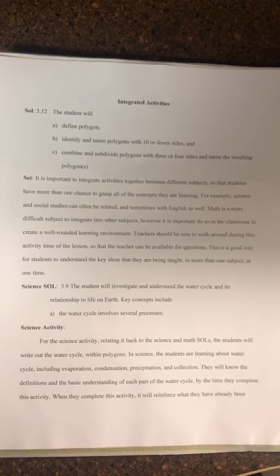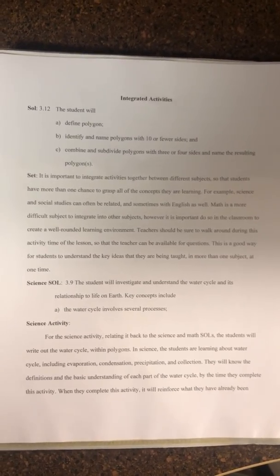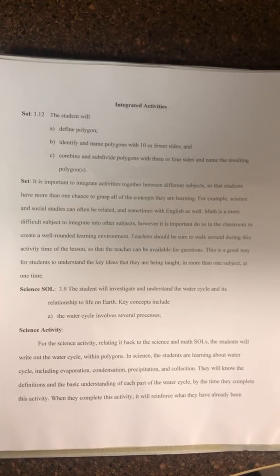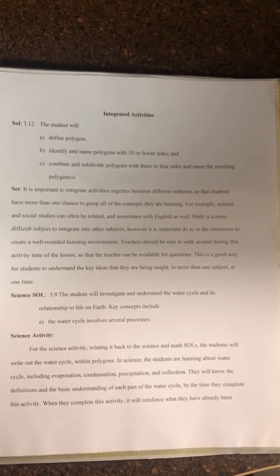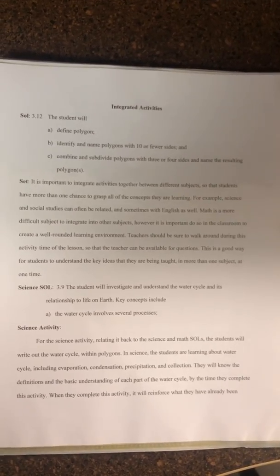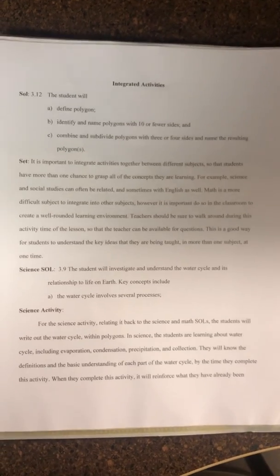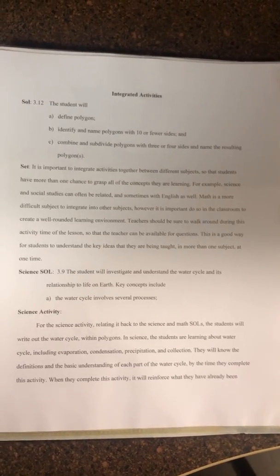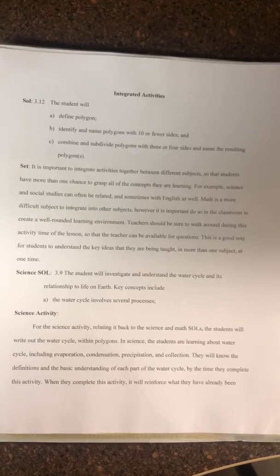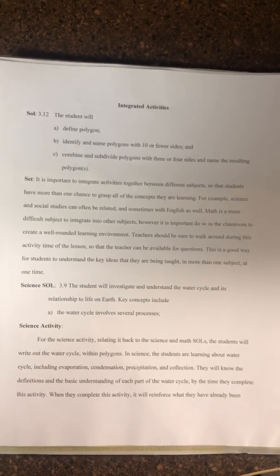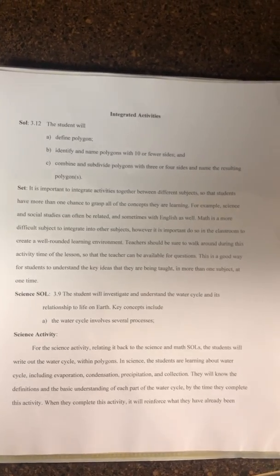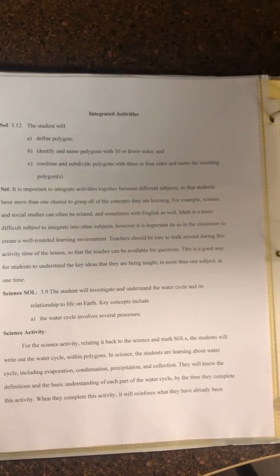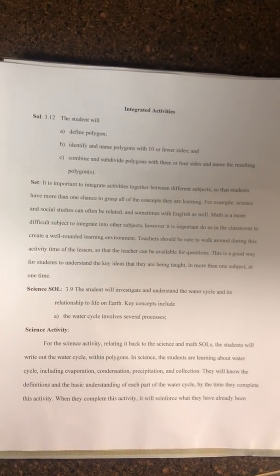So for science, the SOL I chose was 3.9. The student will investigate and understand the water cycle and its relationship to life on Earth. Key concepts include the water cycle involves several processes. So within the science activity, the students will already know about evaporation, condensation, precipitation, and collection, because this will be at the middle or end of the lesson.